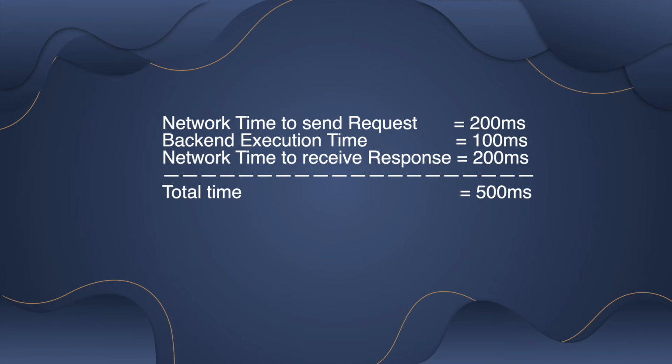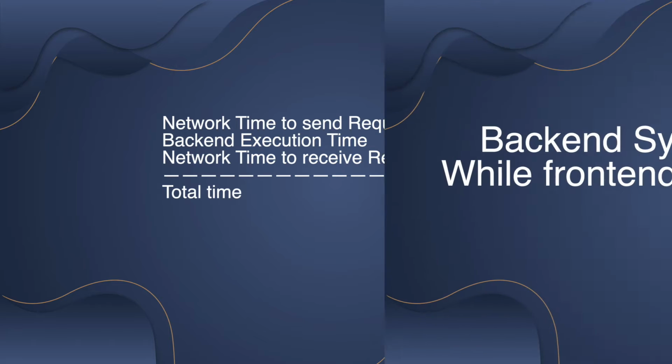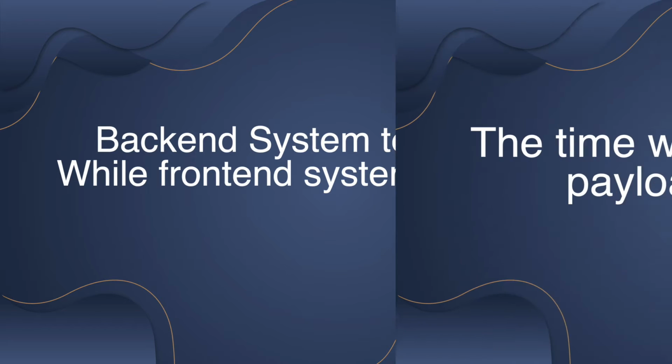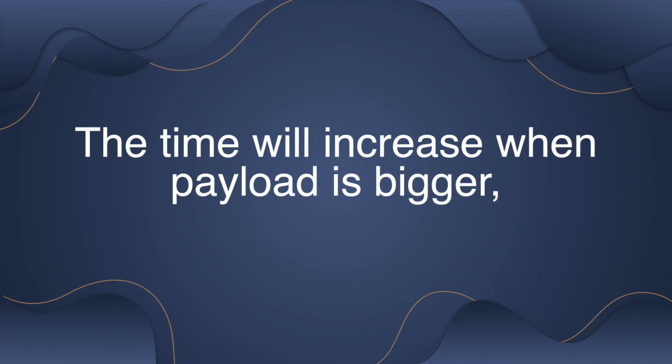That's why several times you will find that the backend system says the execution time is 100 milliseconds, but on the client side in the dashboard you will find it's 500 or 600 milliseconds. It's due to the additional time for the internet. And there is also a chance that the network time will increase due to payload.